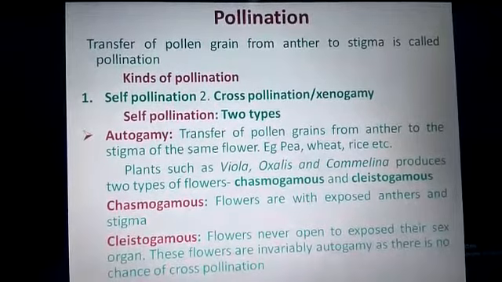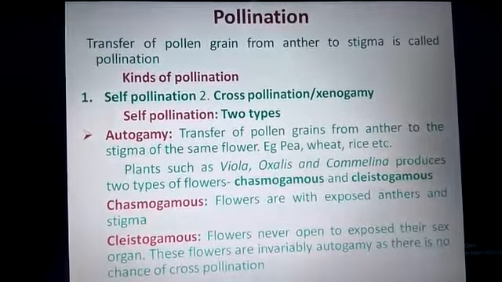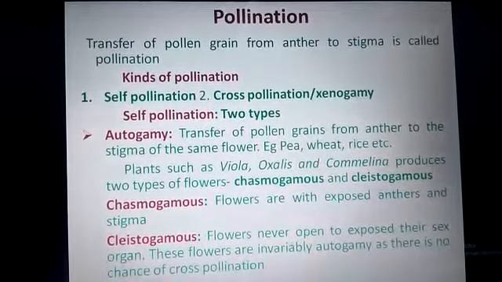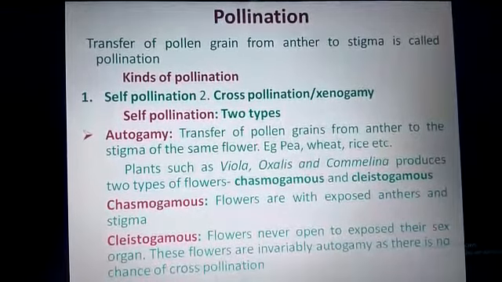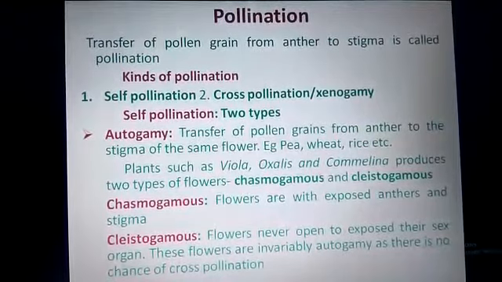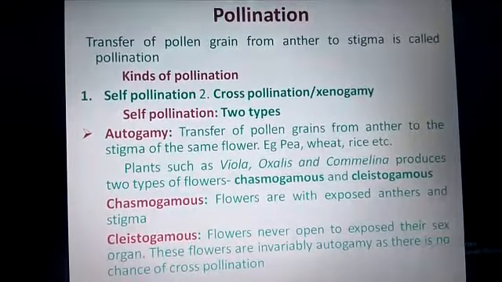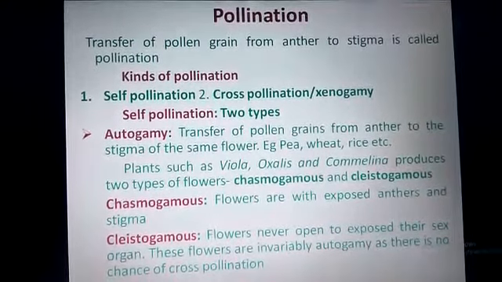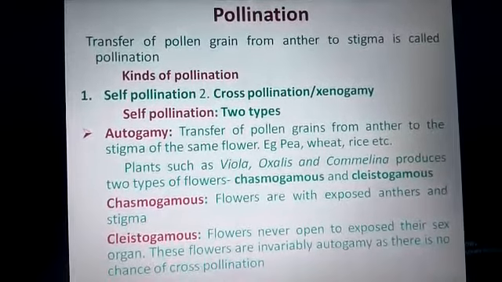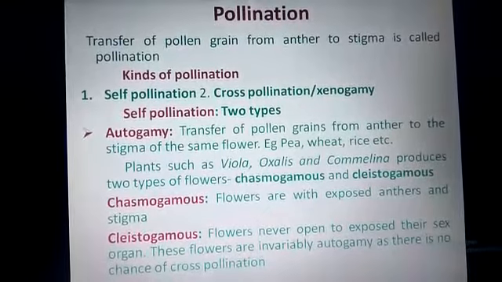Now, plants such as Viola, Oxalis, and Camelina produce two types of flowers. One is chasmogamous and the second one is cleistogamous. What is chasmogamous type of flower? In chasmogamous type of flowers, flowers are with exposed anthers and stigma. That means a chasmogamous flower is like a normal flower that is opened, with exposed anther and stigma.